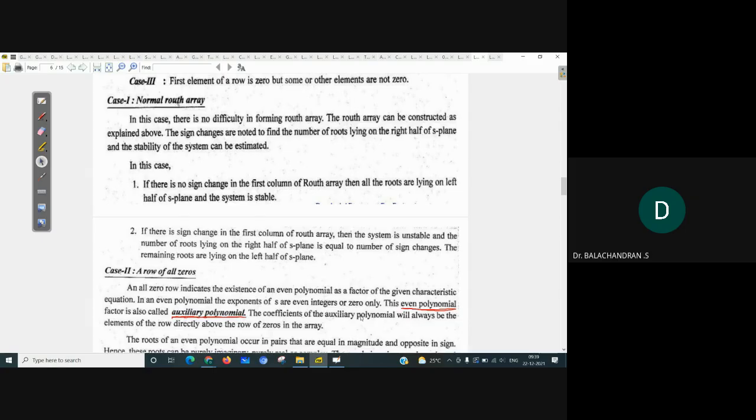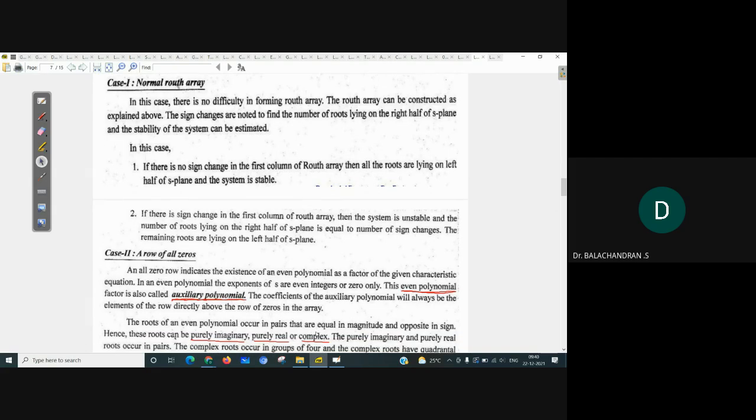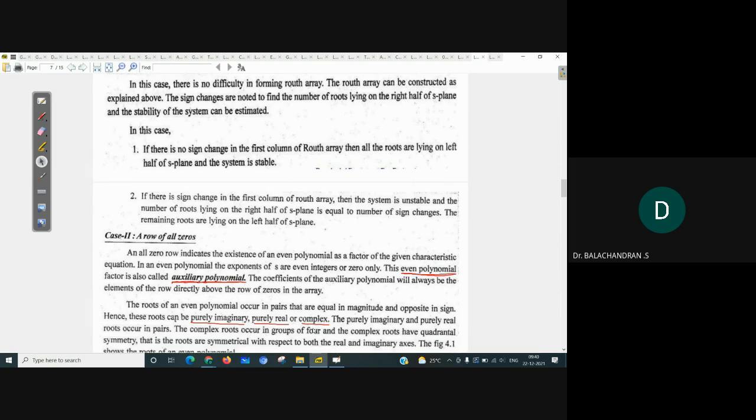The coefficients of the auxiliary polynomial will always be the elements of the row directly above the row of zeros in the array. So this point also you should remember. Again I'll repeat the last one: the coefficients of the auxiliary polynomial will always be the elements of the row directly above the row of zeros in the array. If you solve the problem, then you can understand, if you don't understand now.